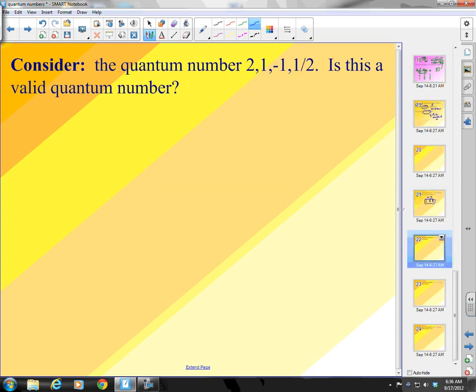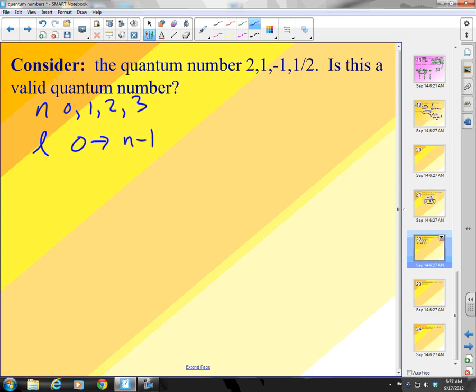Now, the quantum number 2, 1, negative 1, 1/2: is this a valid quantum number? Well, we have to start from the top. So let us summarize here. What are my possible values for n? N can be 0, 1, 2, 3, right? What are my possible values for L? Everything from 0 to n minus 1.